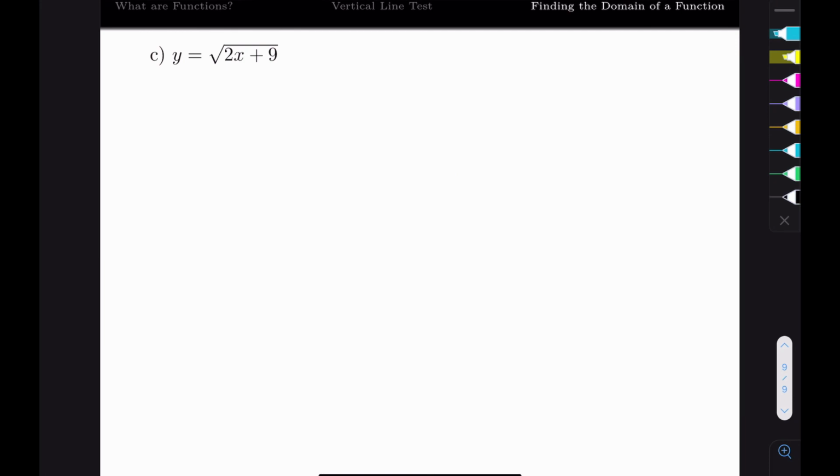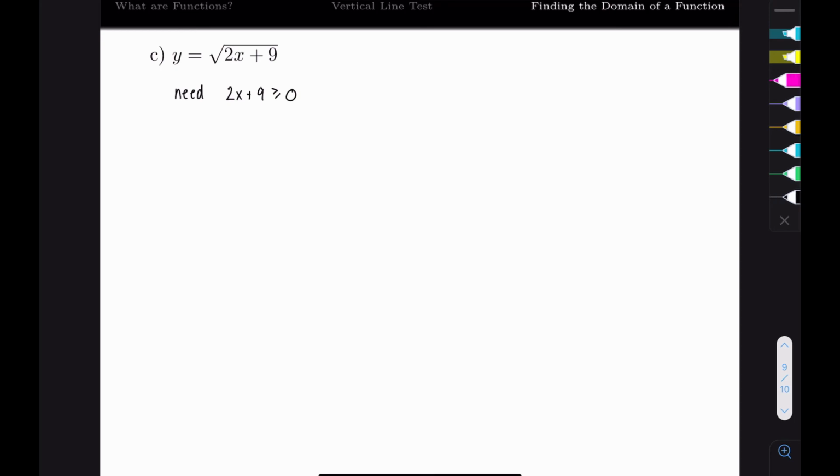So I got one more left. We've got a square root. And again, I want to make sure that the thing under the square root is not a negative number. So the way you're going to deal with these is you need whatever expression you have underneath the radical to be greater than or equal to 0.